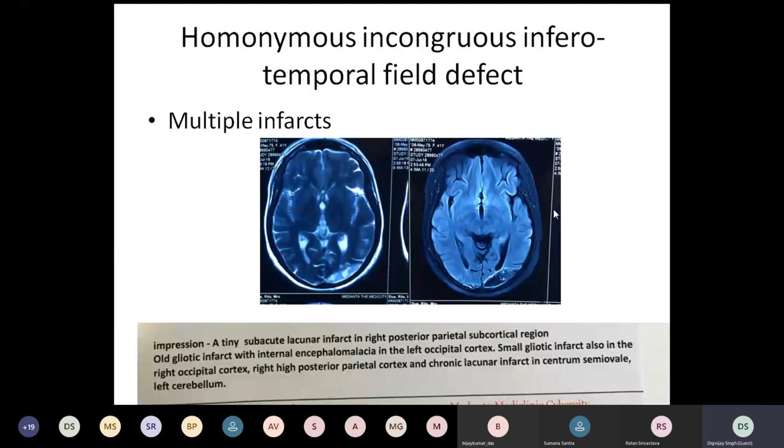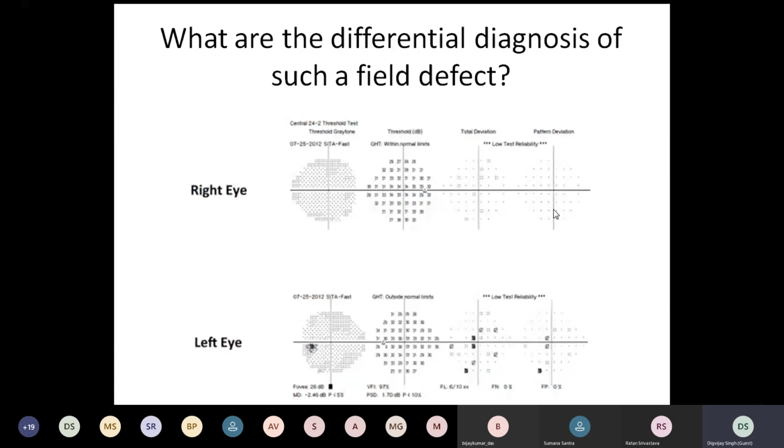So again, remember, if you look at the field and do it logically, you can get to where the lesion should be. Okay, let's move on to the next question. What are the differential diagnoses of such a field defect? You can see in the right eye, the field looks completely normal. In the left eye, you get a small central-looking scotoma. So again, when you see a central field loss, what do you think are the differentials? All of you, think of five reasons why you can have a central field loss. And then we'll come to the answer.